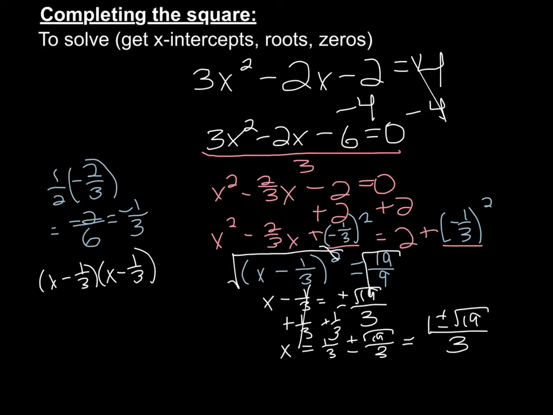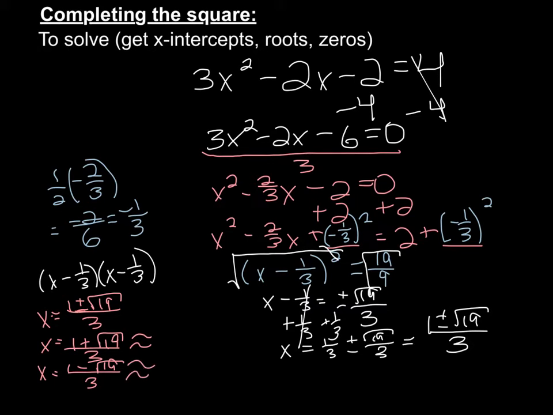Now this means that there are two roots. If it does not ask you to round, you can leave your answer as x equals 1 plus or minus radical 19 over 3. But if it tells you to round, then you're going to solve for when x is 1 plus radical 19 over 3 and round to whatever they tell you to round to. And you're going to solve for when x is 1 minus radical 19 over 3. And again, round to whatever they ask you to round to.